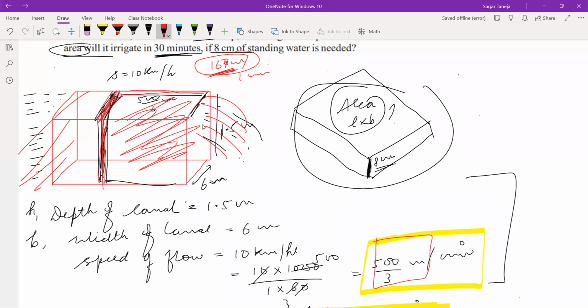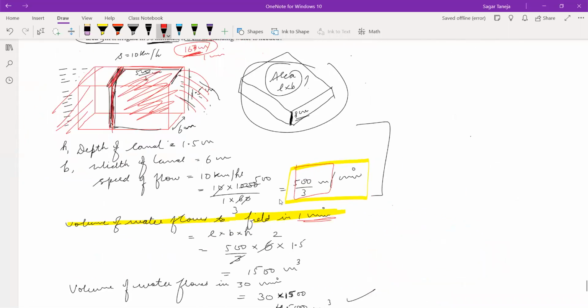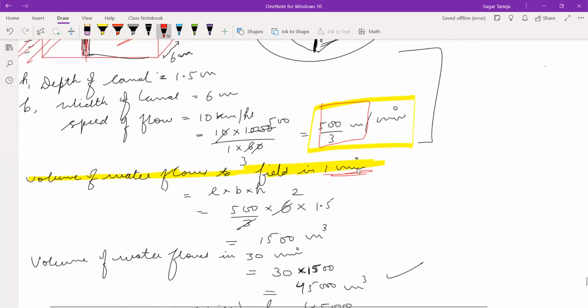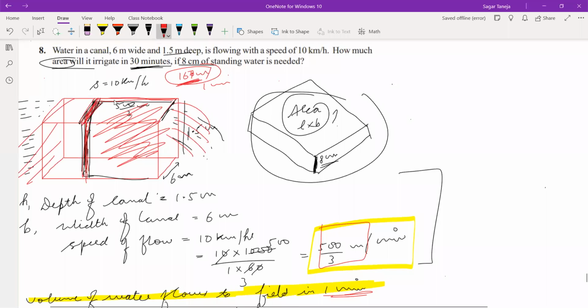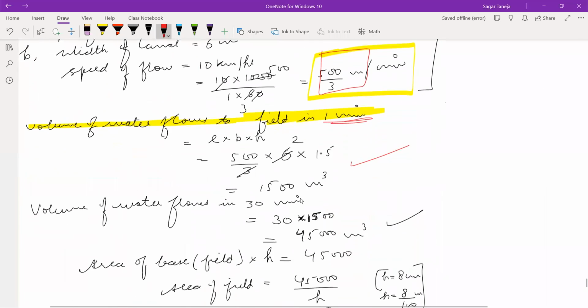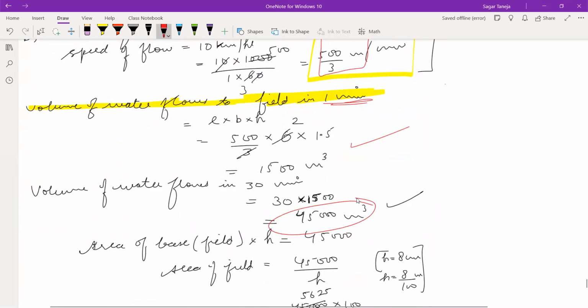We are talking about only this part, because this much of water will only fall into the sea in 1 minute. So that's why the volume of water that flows to the field in 1 minute is equal to L times B times H, because this is a cuboid that is formed in the figure. So L we have to take this, because this much of length will be covered. Then breadth and height are already given, so this much is the water. Then in the question it is written 30 minutes. So in 30 minutes in the field this much of water will be there.